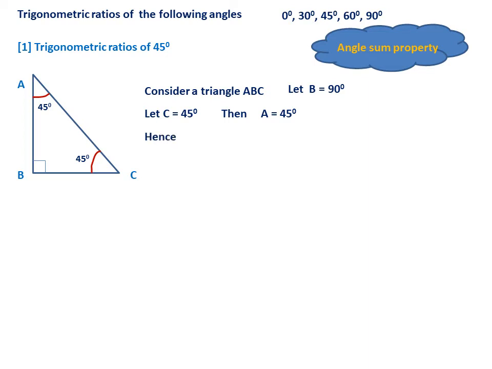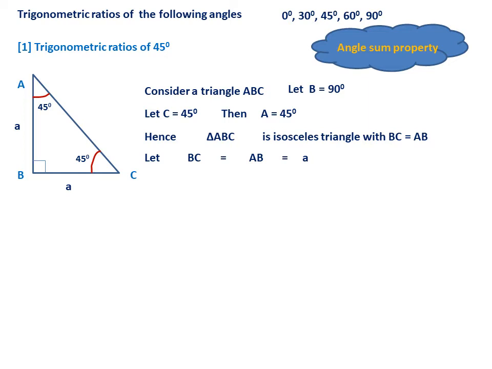This is one important thing. Hence triangle ABC is an isosceles triangle, because if the angles are equal, the corresponding opposite sides must also be equal. Therefore BC must be equal to AB, because A is 45 degree and C is 45 degree. Now let us take BC equal to AB equal to, say, a, small a. Therefore the length of the sides are a and a.